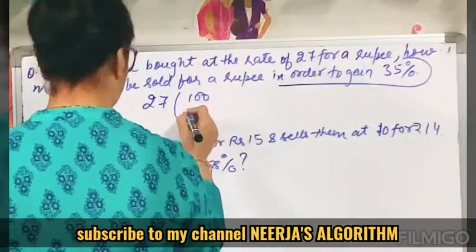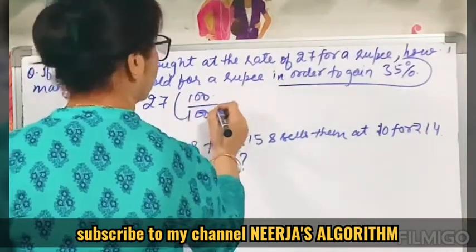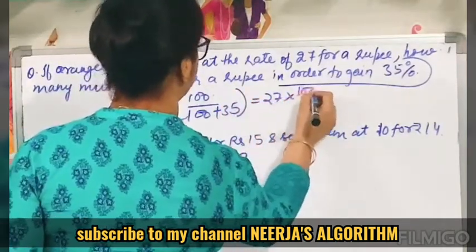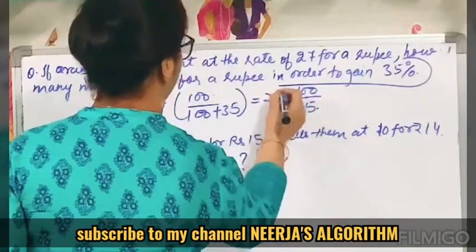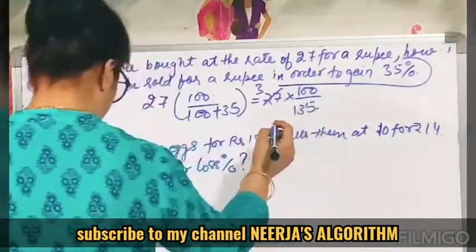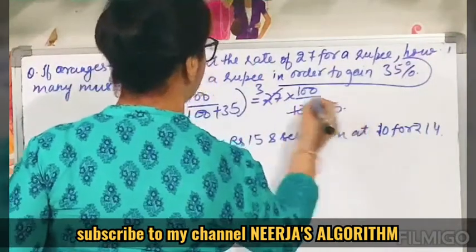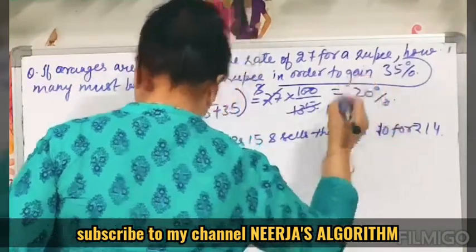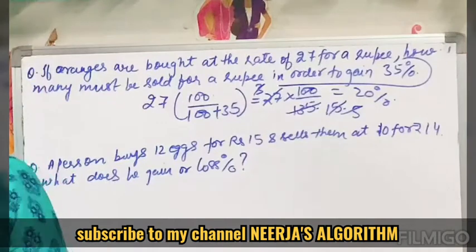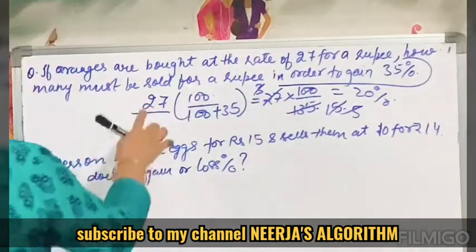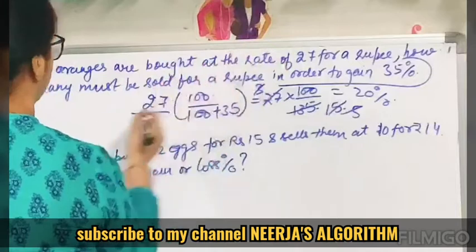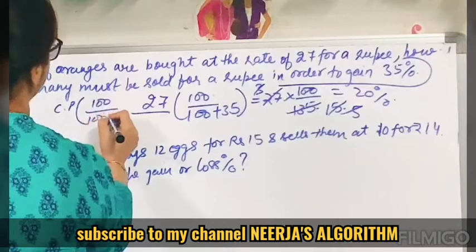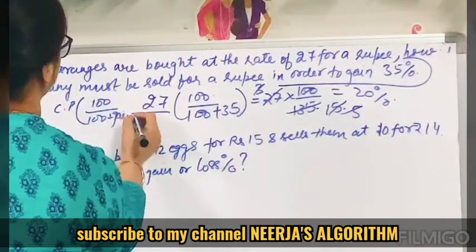2700 by 100 plus the percentage, which is 35. Now it becomes 27 into 100 by 135. 9 3s are 27, and 9 1s are 15, and 20 is your answer. So simple to get the answer. I'm writing the formula for how I got it. What is the cost price at the rate of? So I am writing the cost price: 100 by 100 plus gain percent. Make a note of these short tricks.